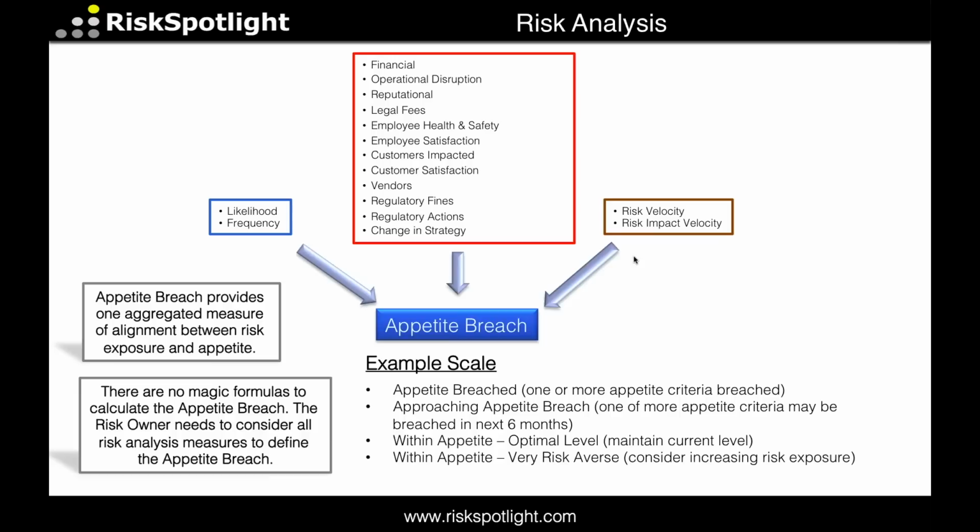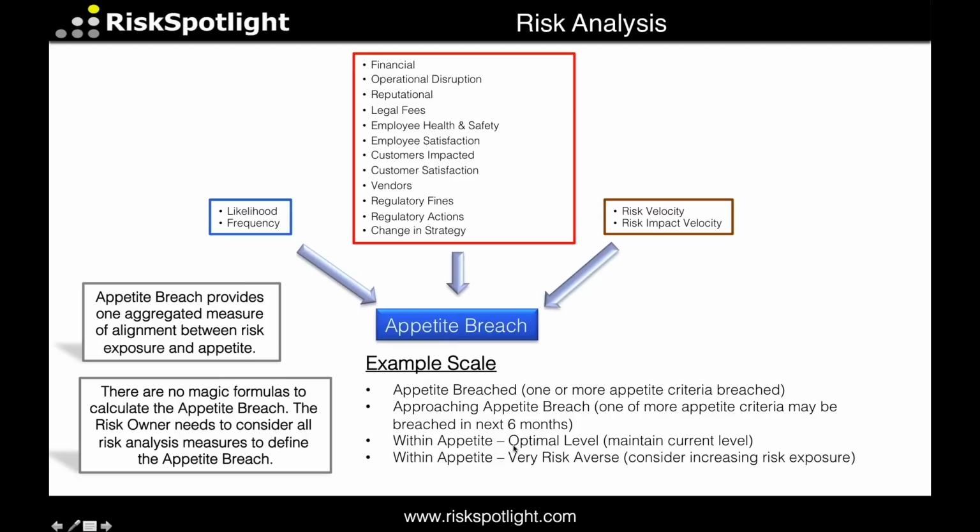So if your appetite says that your IT systems cannot be down for more than 10 minutes at a given point in time, and because you've lost some key employees, or you have very old IT software, now the likelihood that you will have a disruption of more than 10 minutes has increased, then you may say that risk now breaches our risk appetite, because now we could have IT disruption which could last more than 10 minutes. So that's where you would say appetite breached, or it may be approaching the appetite breach, where we haven't breached it yet, but we're getting close to that.